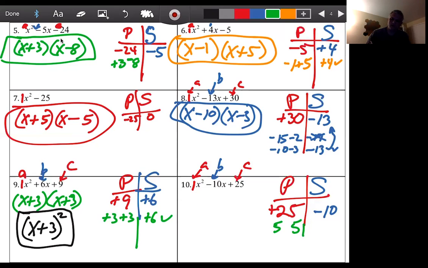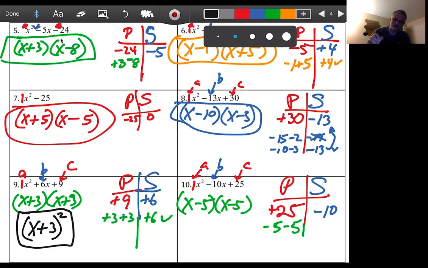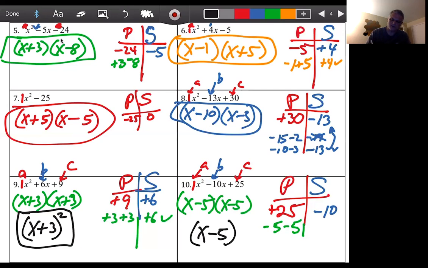So they multiply to a positive 25, which means it's either positive times positive or negative times negative. And they add to a negative 10. It means they got to both be negative. Okay, so it's minus 5 times minus 5. So it's x minus 5 times x minus 5. And looky, looky, it's something times itself, which means we're going to call this x minus 5 quantity squared.